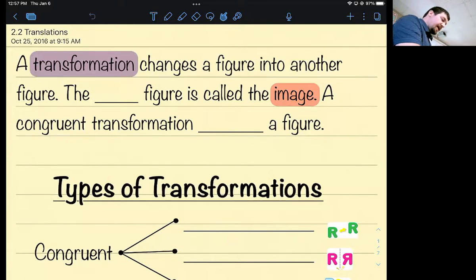Okay, let's go ahead and get started with section 2.2. So yesterday we talked about shapes that were congruent. And so really for the next 3 lessons, we're going to talk about 3 different types of transformations that result in congruent shapes, meaning we're not actually changing the size or the shape of our figure. So a transformation changes a figure into another figure.